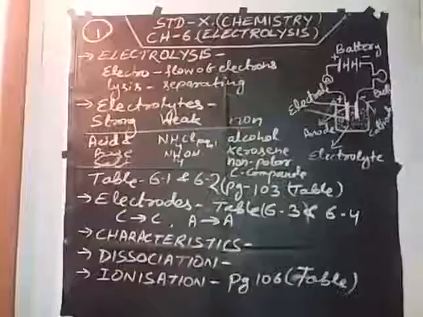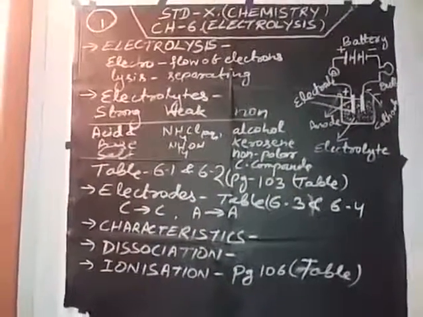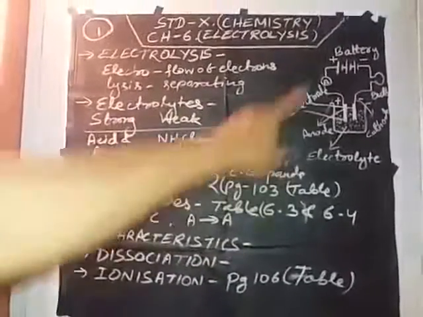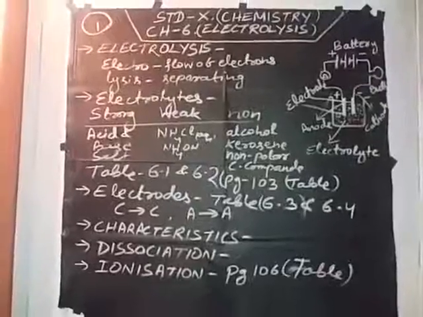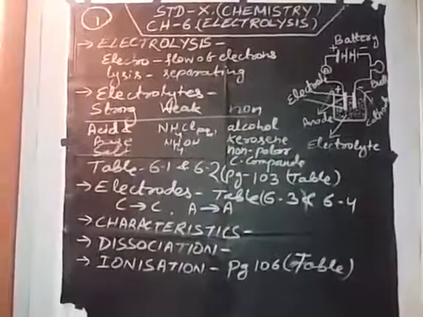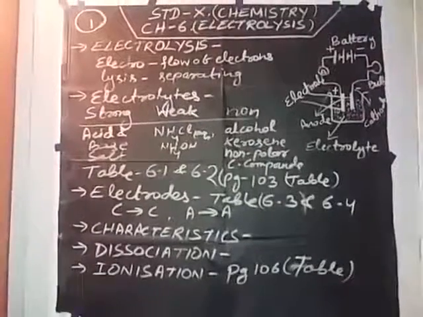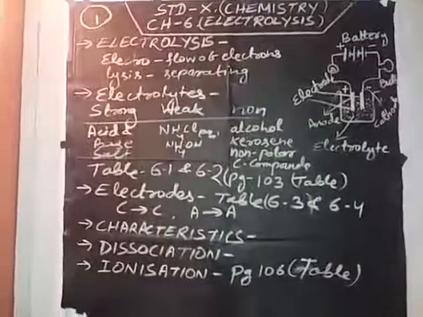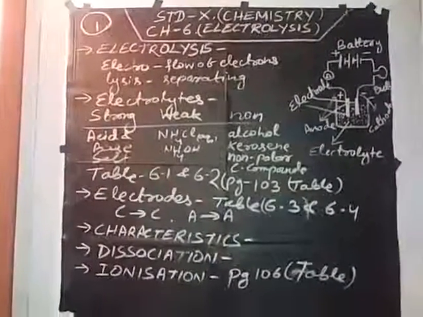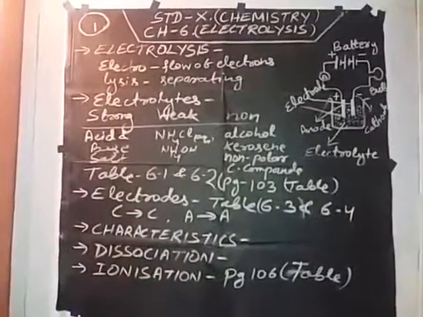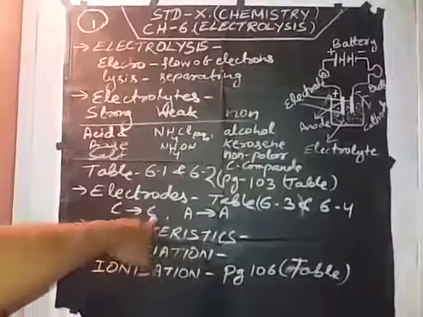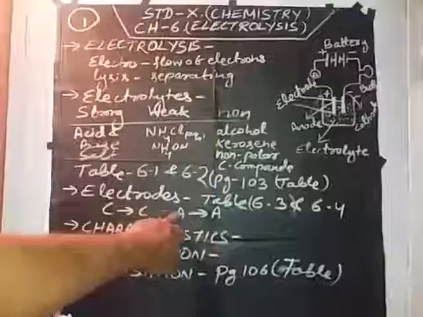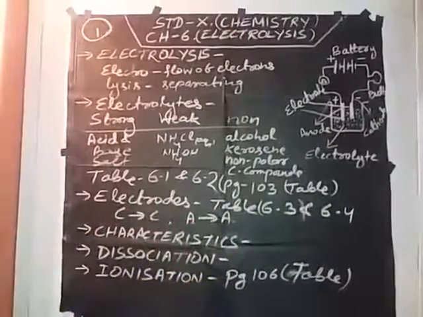Then electrodes. There are two types of electrodes. The electrodes are of the same nature, but when you join one to the positive terminal of the battery, that is the anode, and the negative terminal, that is the cathode. When you connect the battery, electrons flow from positive towards negative. There is a rule, C to C, A to A. C means cation to cathode, A means anion to anode. So the cation moves towards the cathode, and the anion moves towards the anode during electrolysis.